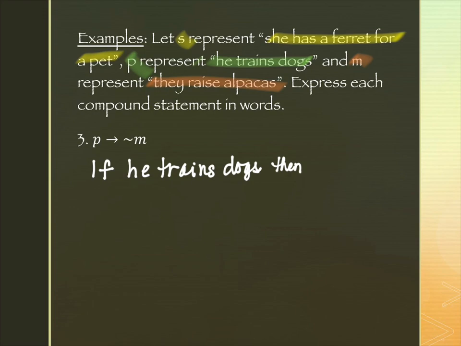Now it says tilde M. What is M? They raise alpacas. So what would tilde M be? They don't. Remember, the tilde means negation, the opposite of. So this would be then they don't raise alpacas. Okay, is that all right?